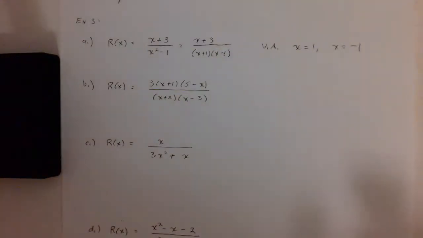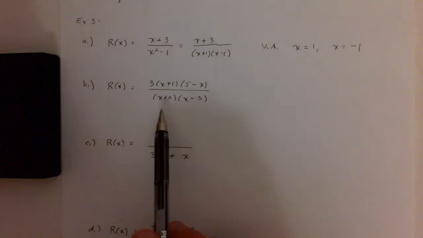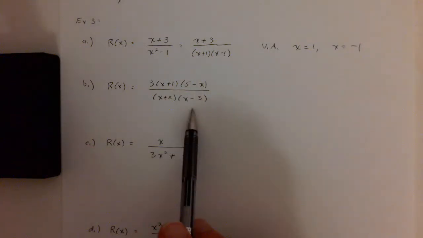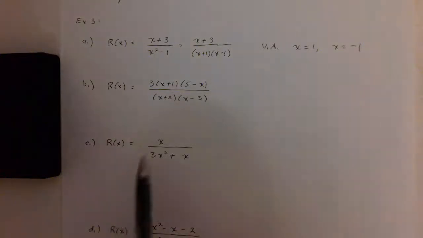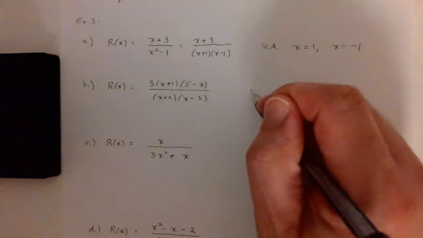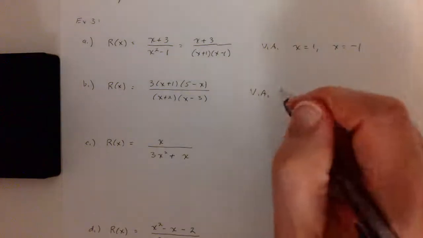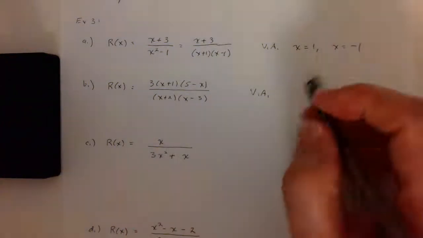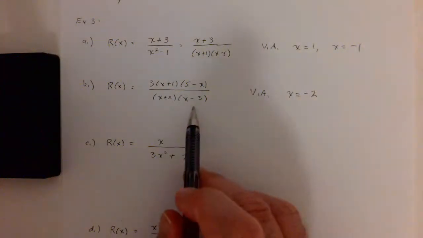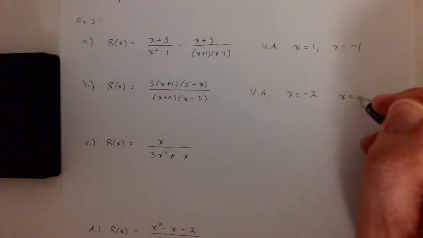In part B, it's already factored, and as you can see there are no common factors, nothing cancels. Set each factor in the denominator equals 0, and you see the vertical asymptotes will be, we set x plus 2 equals 0, you get x equals negative 2. Set x minus 3 equals 0, you get x equals 3.